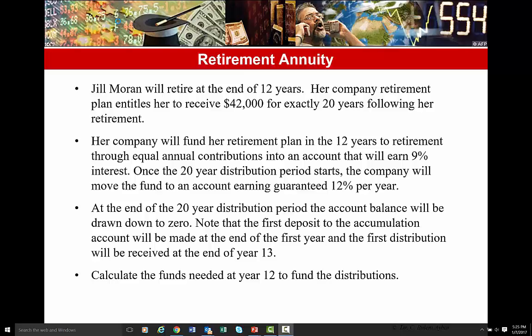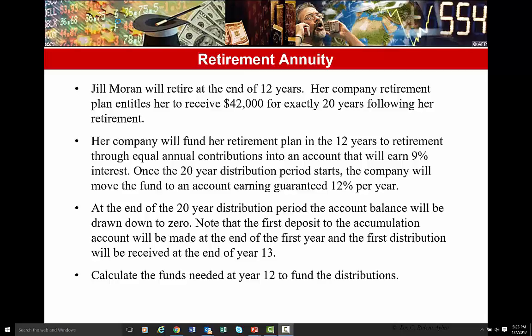Now, you need to pay attention to the fact that the first deposit to the accumulation account will be made at the end of the first year, and the first distribution will be received at the end of year 13. So remember, over a 12-year period, there will be deposits into the account. She will start to withdraw $42,000 starting from year 13.